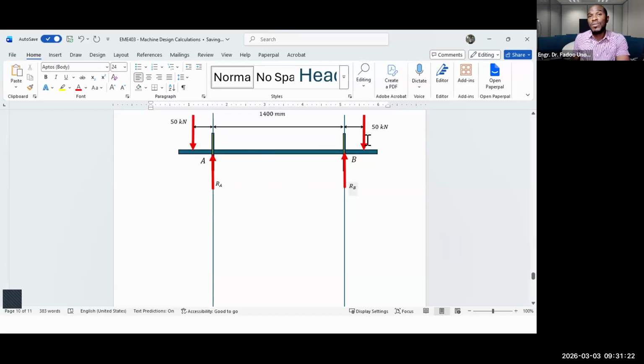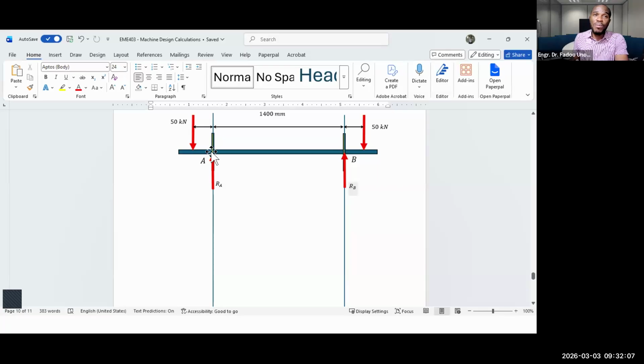You can take moments about any of these points, but to ease your calculation, it's advisable to take moments about one of the points where your unknown forces act, because moments are products of forces and the perpendicular distance between the line of action of those forces and the point about which you are taking your moment. When a force acts at your point of moment reference, then the moment of that force is 0. So in so doing, we eliminate one of the unknown forces, and we're left with one, and it's easy to calculate.